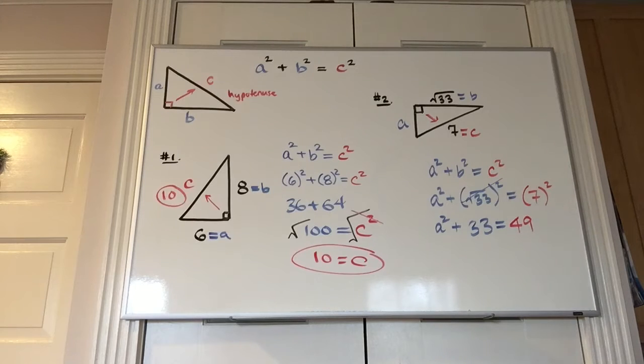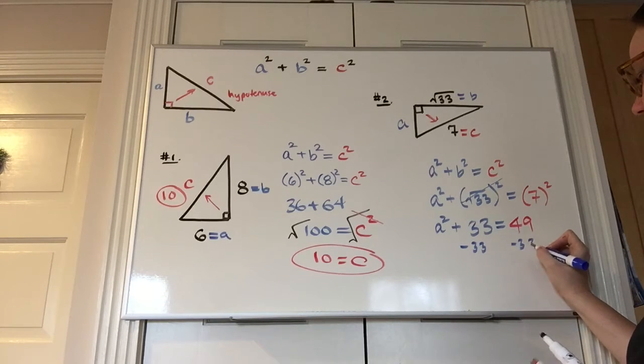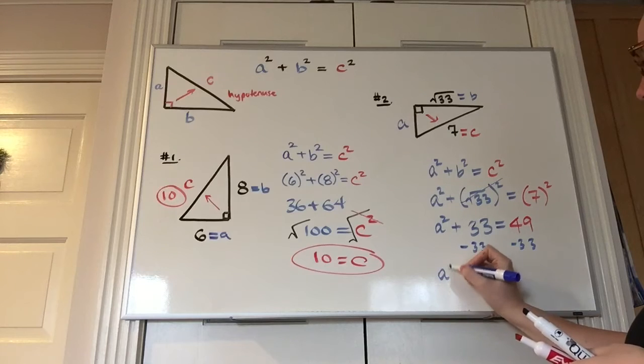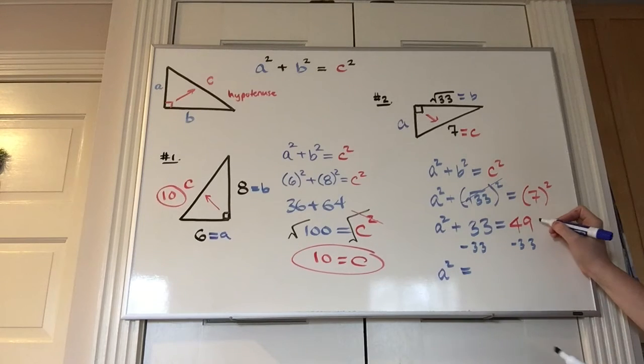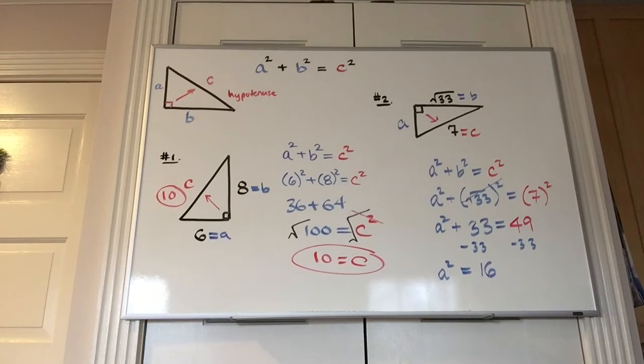Now for this problem, I have to do a little bit more algebra than the previous problem. I need to get A squared by itself first. So I'm going to subtract 33 from both sides so that I get that A squared all by itself is equal to 49 minus 33, which is 16. So A is the number that squares to 16.